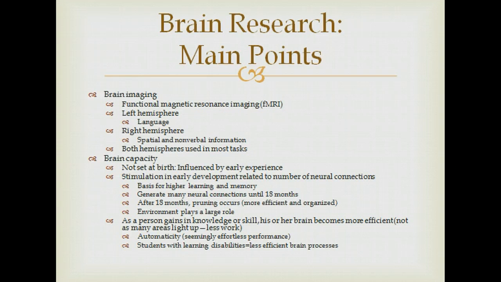We're going to discuss some of the main points from brain research. We're able to see and learn a lot more about the brain due to brain imaging. And functional magnetic resonance imaging, or fMRI, is used to show us pictures of the brain and the brain structures as they are engaged in different activities. So you have two hemispheres. The left hemisphere of your brain is primarily used for language, while the right hemisphere is used for more spatial and nonverbal information. And research has shown that both hemispheres are usually used in most tasks.